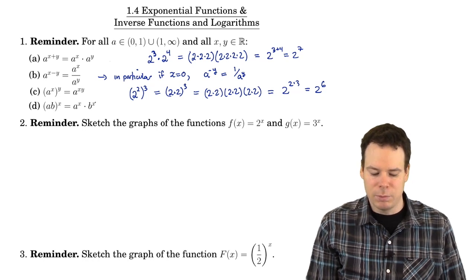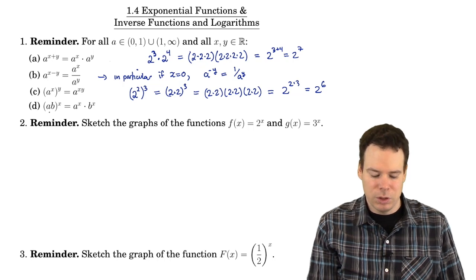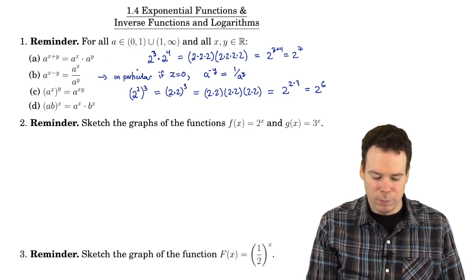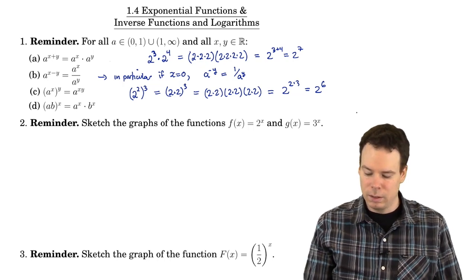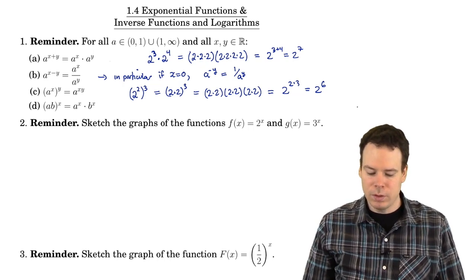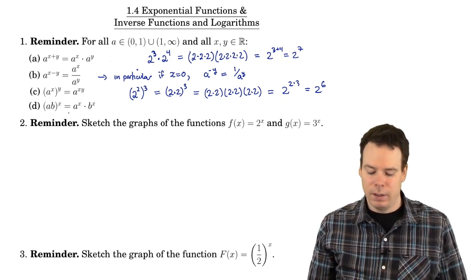And similarly, we get a times b, to the power of x. It's just a to the x times b to the x. And this is just due to the fact that we can multiply in any order. Multiplication is commutative, so I can multiply all the a's together first and then all the b's together second, and that results in what's on the right-hand side of the equation. Okay, so that's just a quick review of these exponential properties that we'll be using again and again and again.